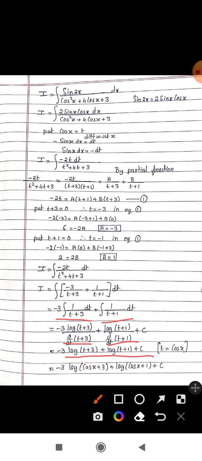That is equal to minus 3 log of t plus 3 plus log of t plus 1 plus c. Now substitute t is equal to cos x. So the integration is minus 3 log of cos x plus 3 plus log of cos x plus 1 plus c.